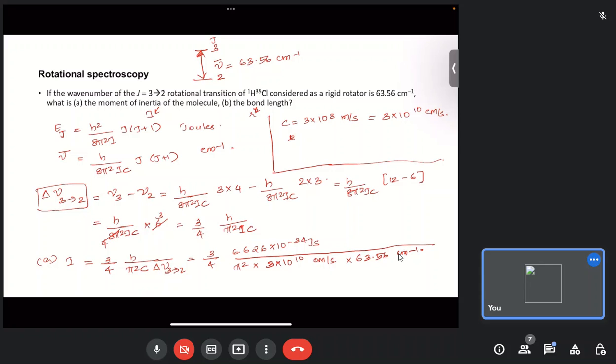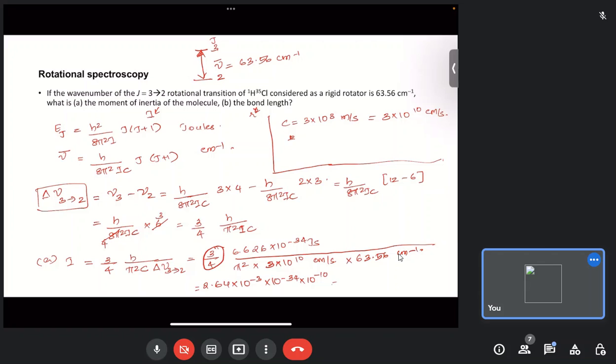While we calculate, this is going to be 6.626 divided by pi square into 3 into 63.56. And we also have this prefactor of 3 by 4. So this is 2.64 into 10 to the power minus 3 into 10 to the power minus 34 into 10 to the power minus 10.